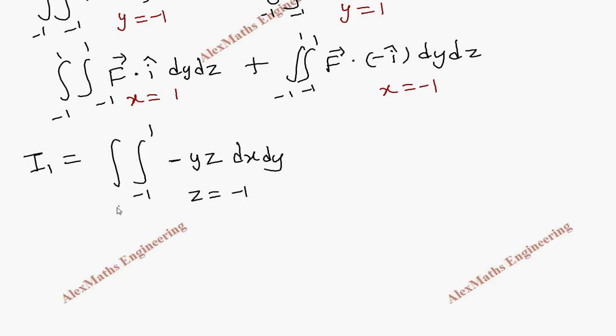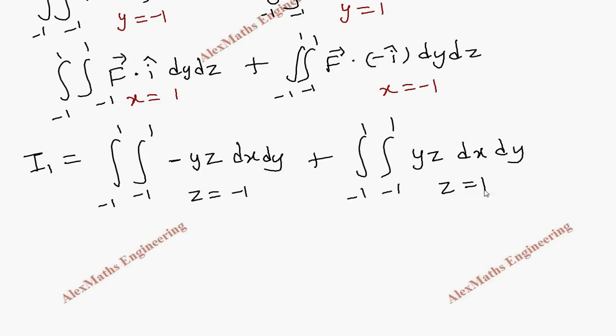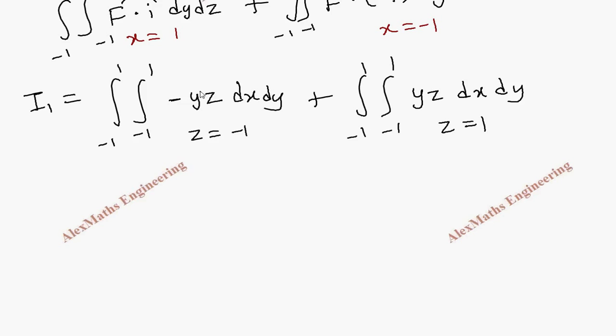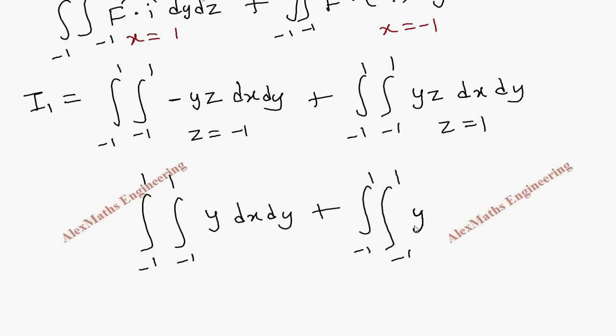And the limit is from minus 1 to 1, minus 1 to 1. And the second part is again minus 1 to 1, minus 1 to 1. This will be just yz, and dx dy. Here we get z as 1. So when I substitute z as minus 1 here, this becomes only y. When I put z as 1 here, it is only y. Integral minus 1 to 1, minus 1 to 1, y dx dy. And even here when I put z as 1, it is just y. So minus 1 to 1, integral minus 1 to 1, y dx dy.